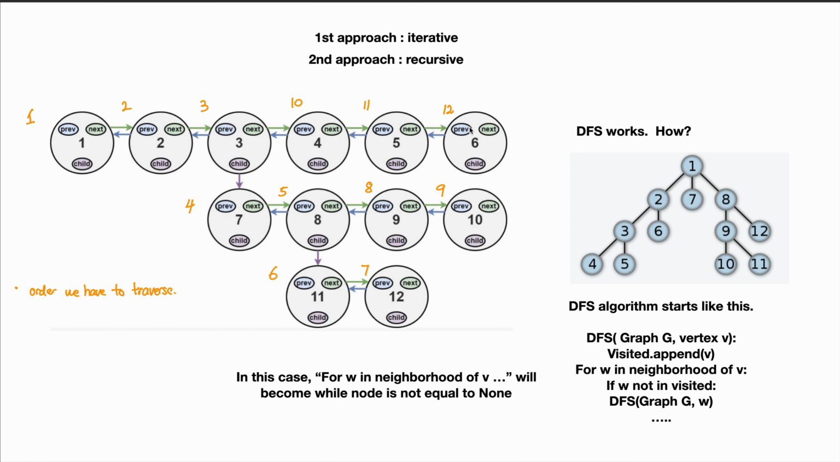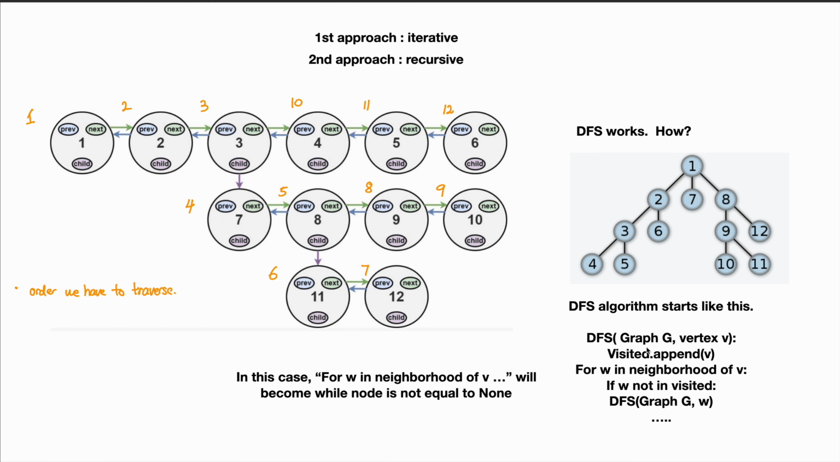Here DFS should work. Now if you look at the graph problem like in Leetcode, it looks something like this, right? I captured this from Wikipedia, and so we start from node 1 here, and then we look at the neighborhood of 1. There will be 2, 7, and 8. So like something like this, right?